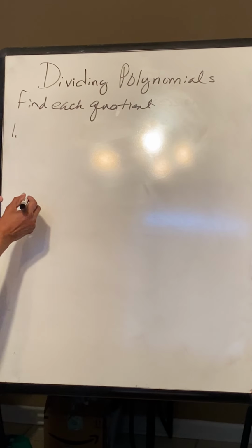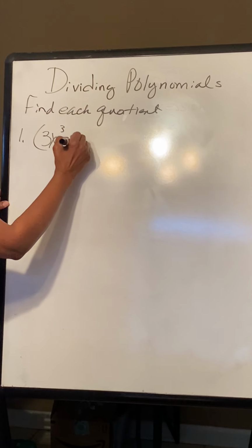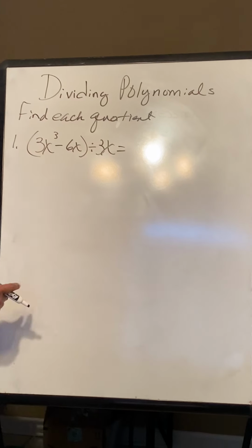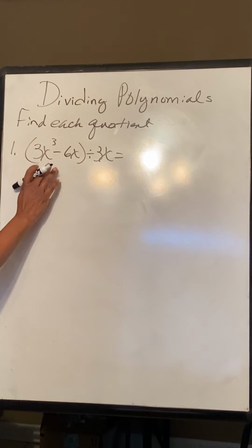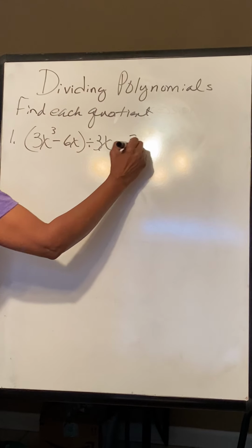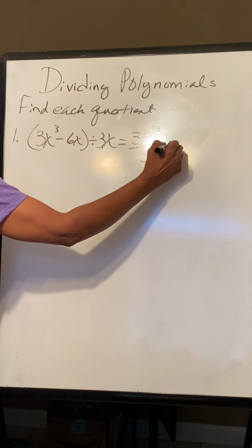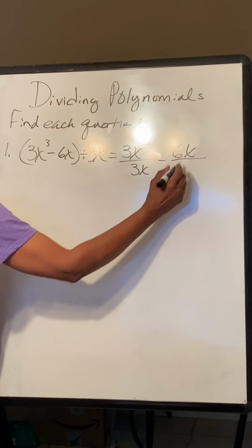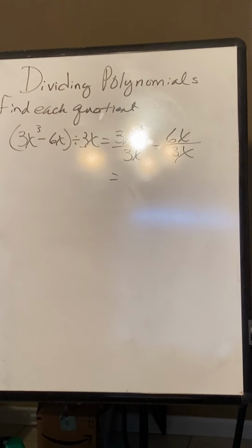Example 1. If I had the binomial 3x cubed minus 6x, and I want to divide it by 3x, what I'd like for you to do is take each one of the terms in this binomial and divide it by this 3x. So I'm going to rewrite this as two separate fractions, and then simplify each fraction.